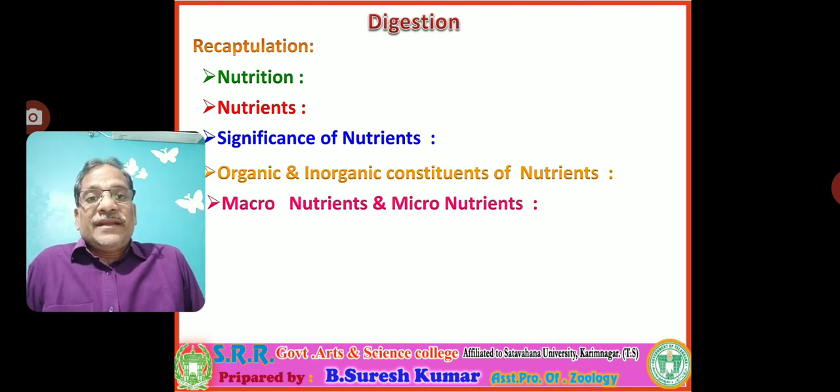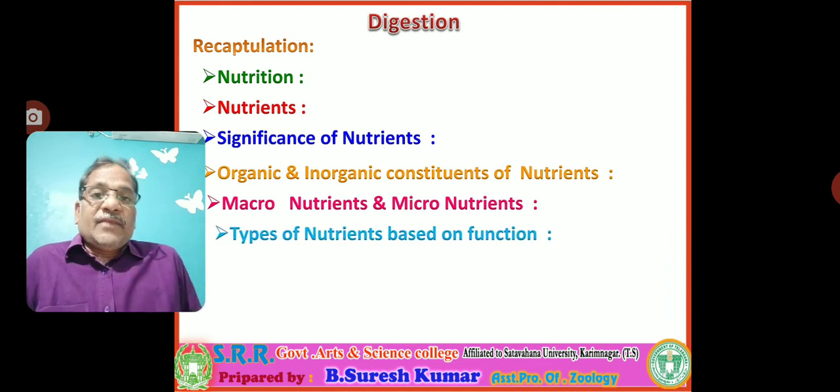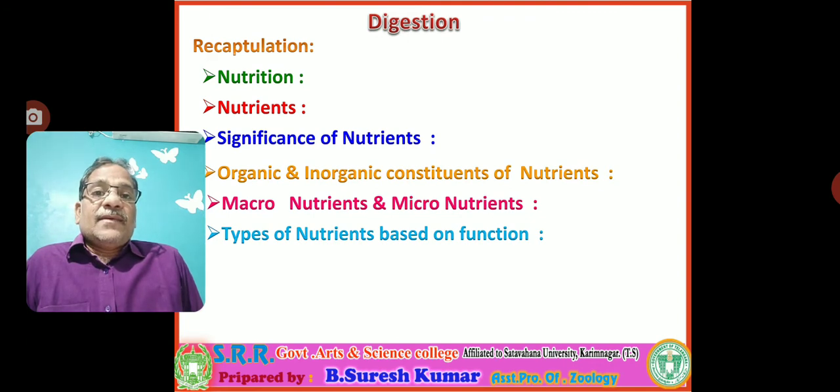We consume them in little quantity and their deficiency results in disorders also. So what comes under micronutrients? Vitamins and minerals. And based on function, the nutrients are also categorized into kinds. They are energy producers, example carbohydrates, bodybuilders, example proteins, and next energy reserves, lipids like that, and body regulators, example vitamins and minerals, isn't it?